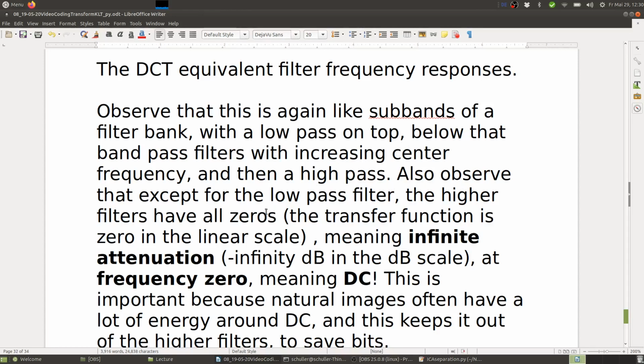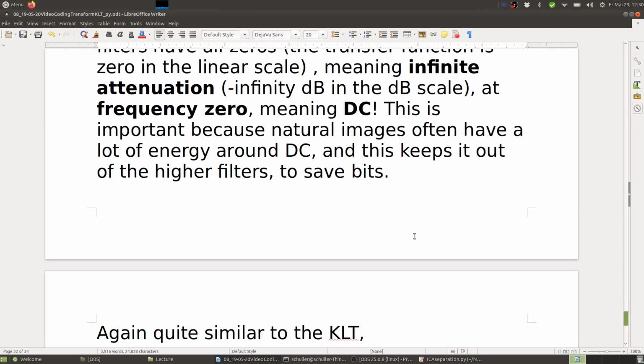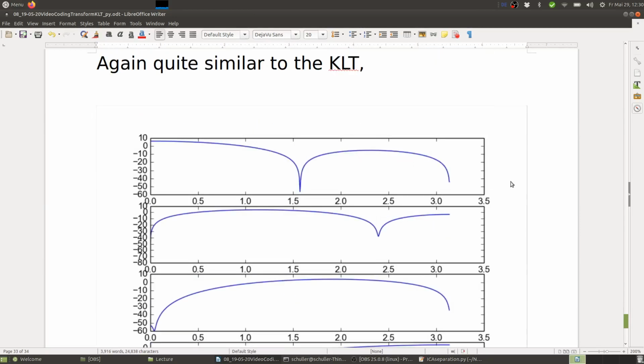Also observe that except for the low pass filter, the higher filters have all zeros. The transfer function is 0 in the linear scale, meaning infinite attenuation or minus infinity in the dB scale at frequency 0, meaning DC. And this is important because natural images often have a lot of energy around DC, and this keeps it out of the higher filters to save bits, as I just said. And again, this is quite similar to the KLT.